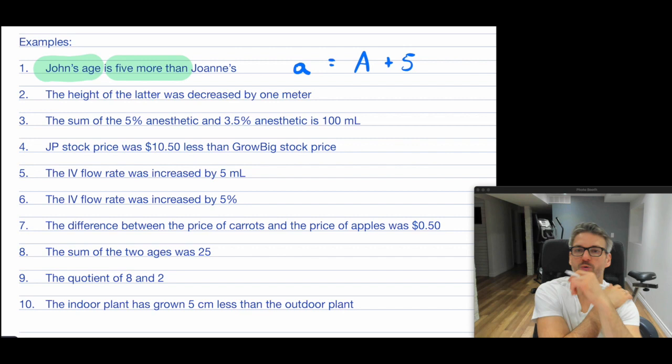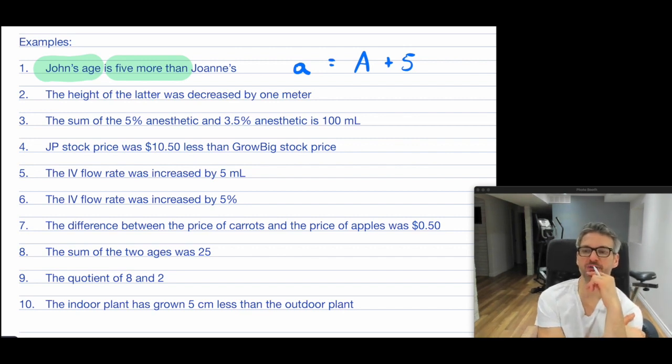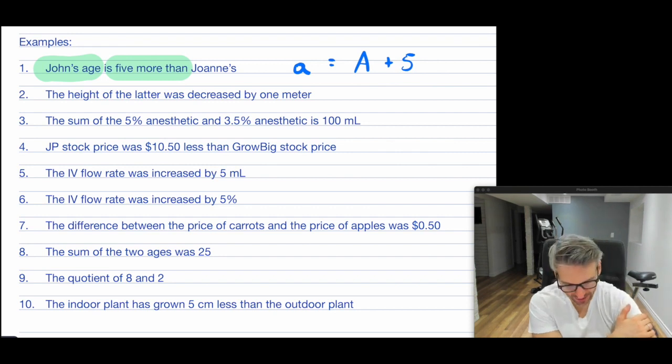Now, the second one. The height of the ladder was decreased by 1 meter. How do you translate that? So we see the height of the ladder, H. So that's what we have right there. H. The height of the ladder was decreased by 1 meter.